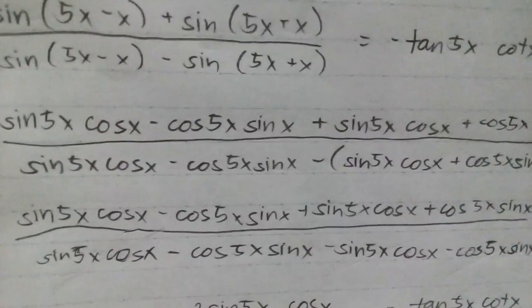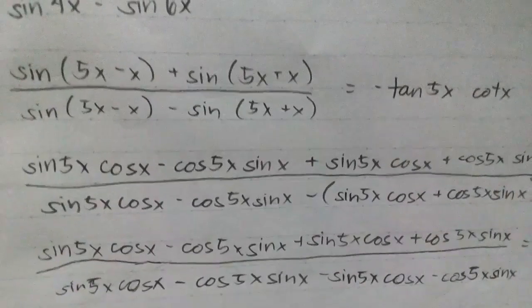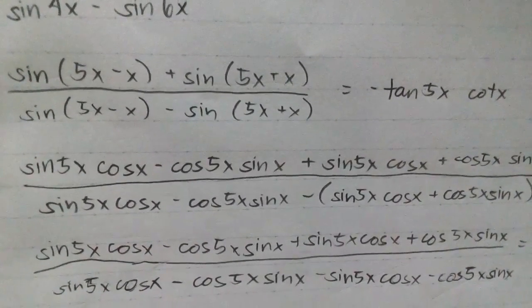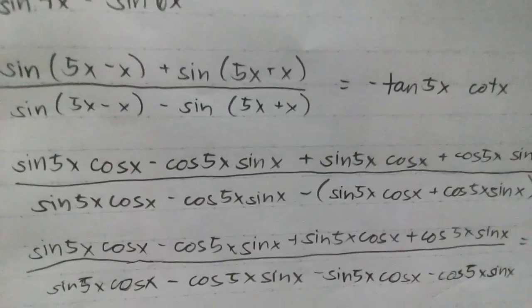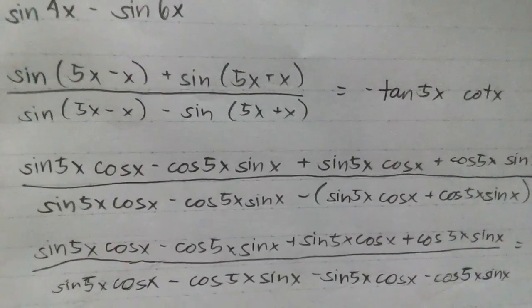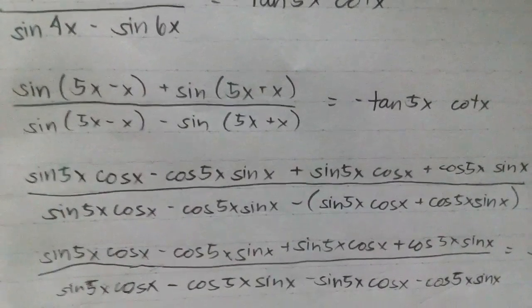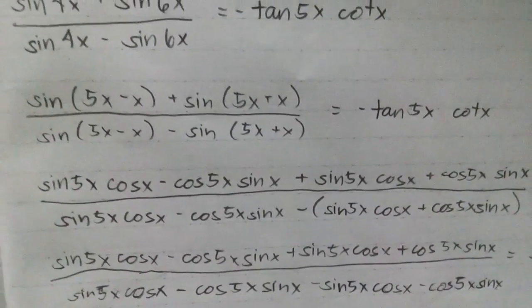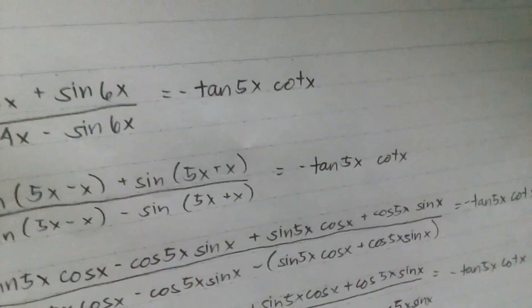The next step is to distribute the negative sign in the denominator. So we'll still copy the numerator, and then the denominator will be sine 5x cosine x minus cosine 5x sine x minus sine 5x cosine x minus cosine 5x sine x is equal to negative tangent 5x cotangent x.